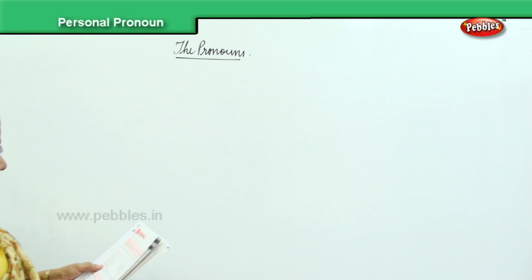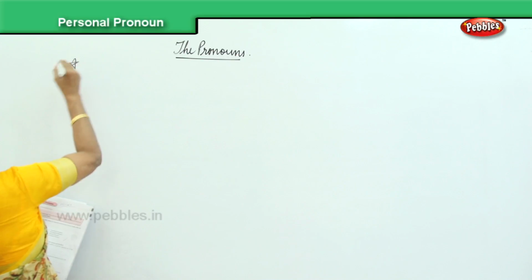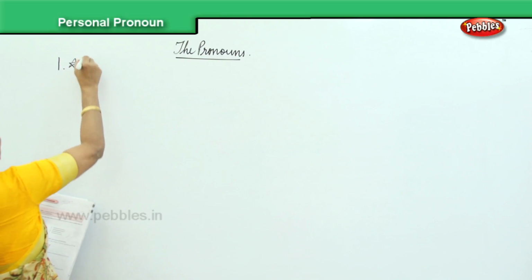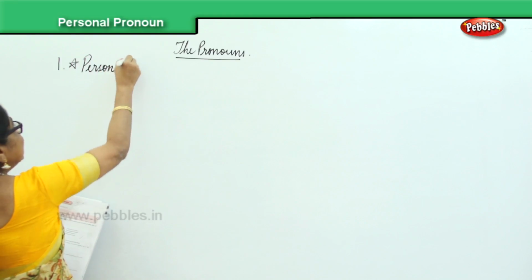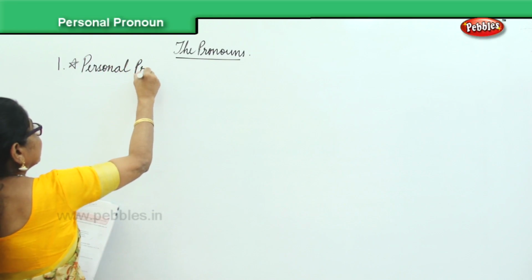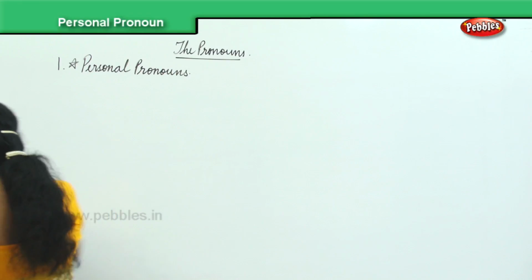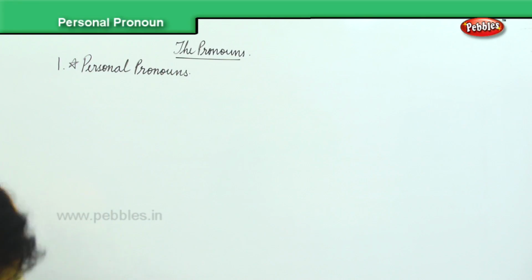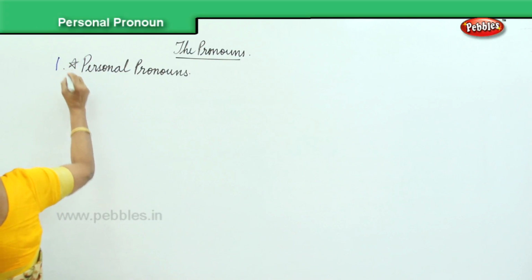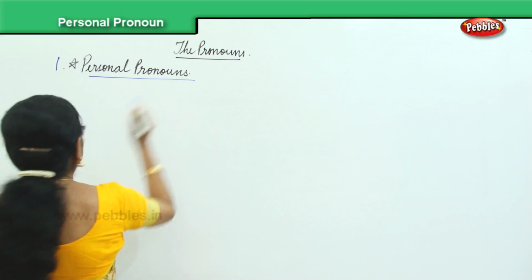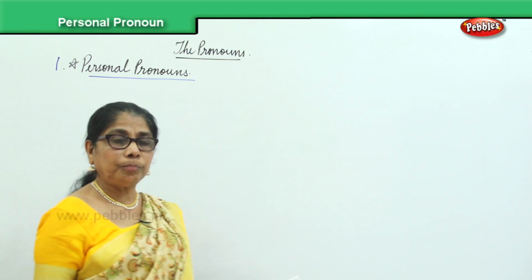Now, we are going to do the first of its kind. What is the first kind of pronoun? The personal pronoun. There are 9 types, and we are doing the first of its kind, and that is personal pronouns. Now, what are these personal pronouns?